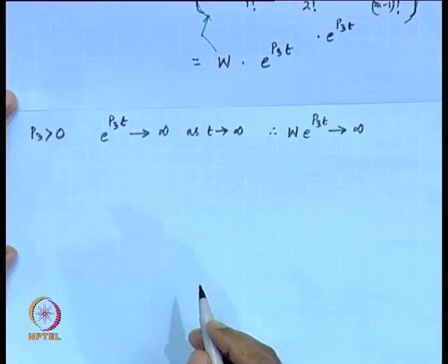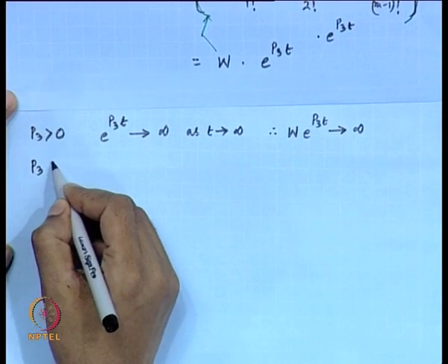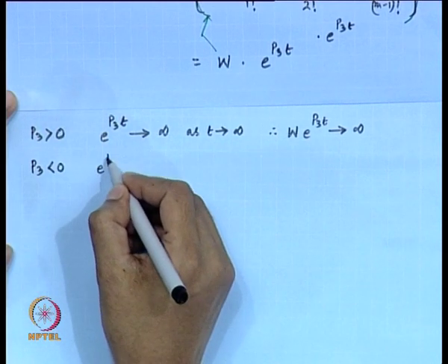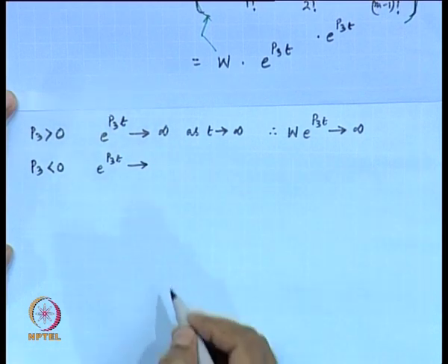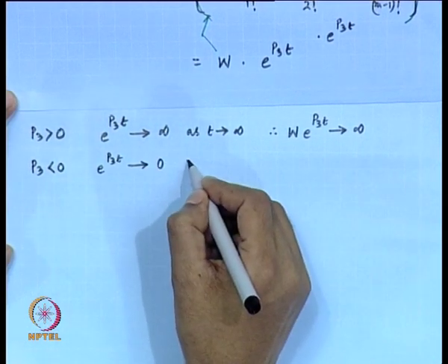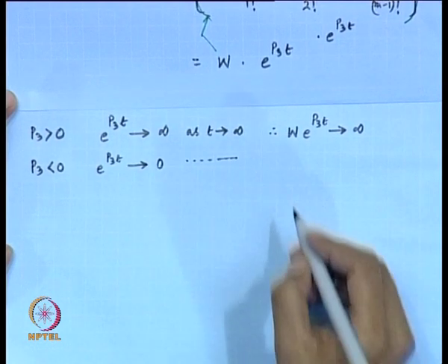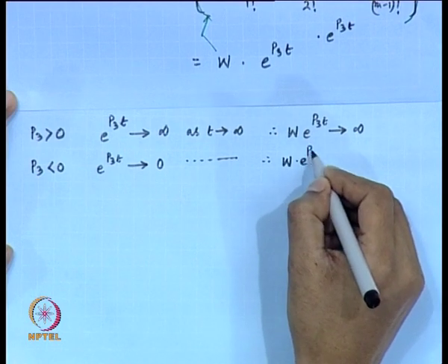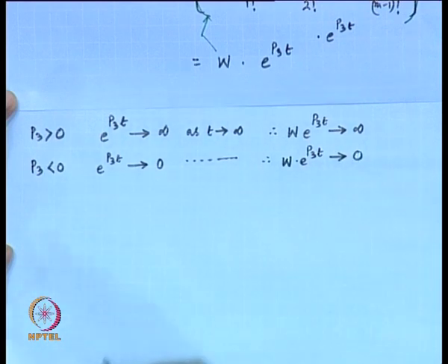In another case, we will consider P 3 less than 0. Then exponential of P 3 t tends to 0 as t tends to infinity. So, what about this w multiplied by exponential of P 3 t? It will decay to 0.